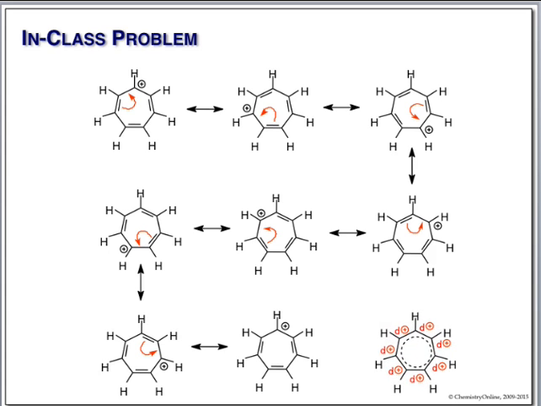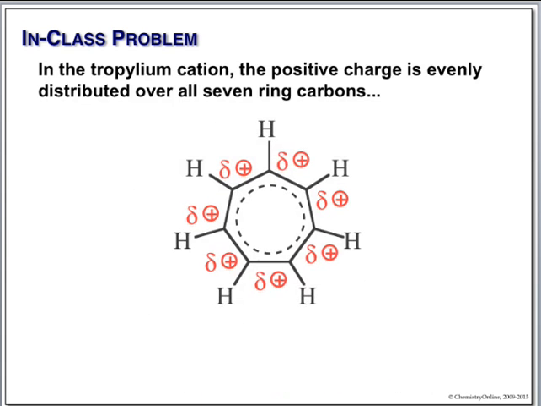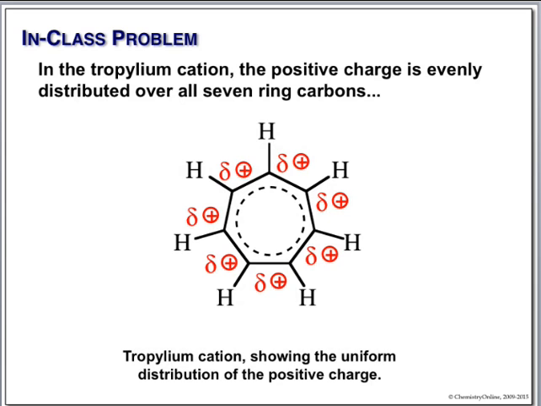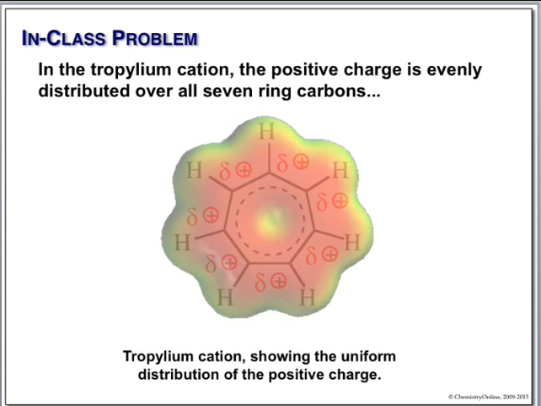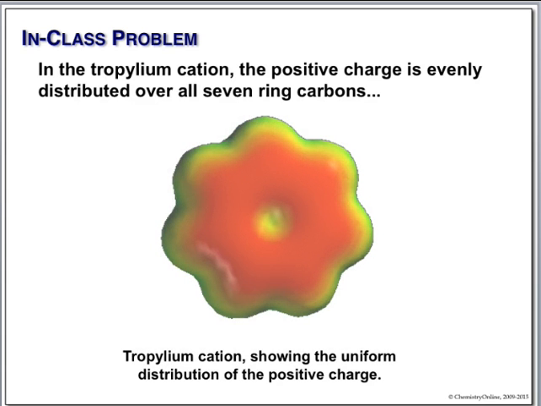Tropylium ion is so stable because the positive charge is spread out evenly on all 7 carbon atoms. Everyone has 1/7 of a positive charge. If you do an electrostatic potential map here, it's gorgeous. Here's our resonance hybrid. We do the electrostatic potential map. Gorgeous, gorgeous electron cloud.